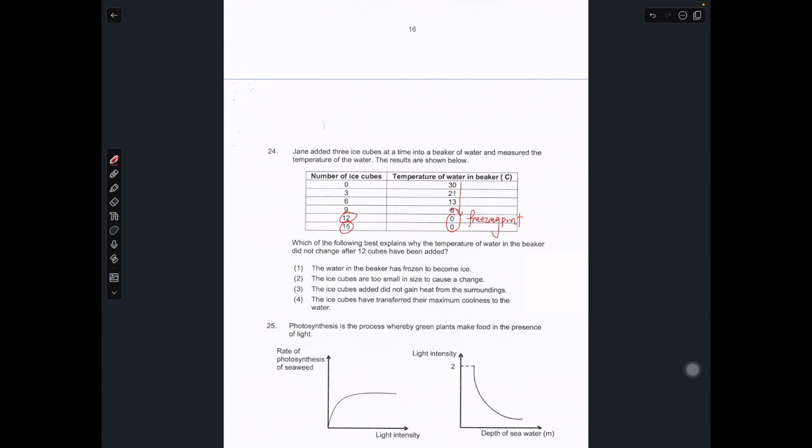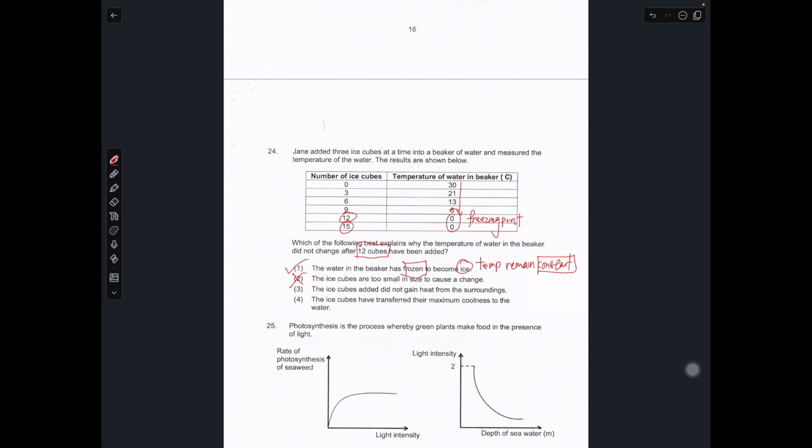Which of the following best explains why the temperature of the water in the beaker did not change after the 12 ice cubes had been added? The water and the ice have frozen to become ice. That's correct. When they freeze to become ice, the temperature remains constant because it's a freezing process. The ice cube was too small? No, it has nothing to do with the size of the ice cube.